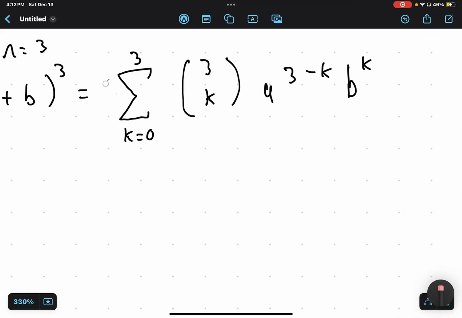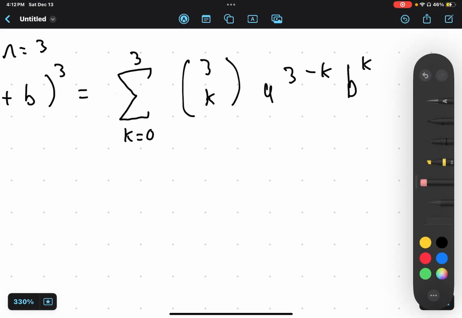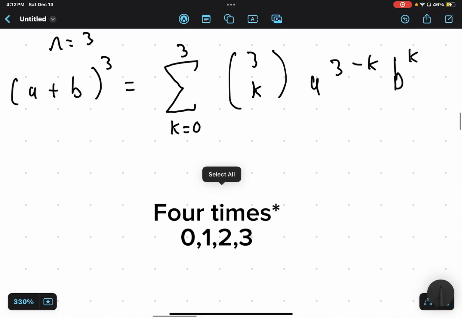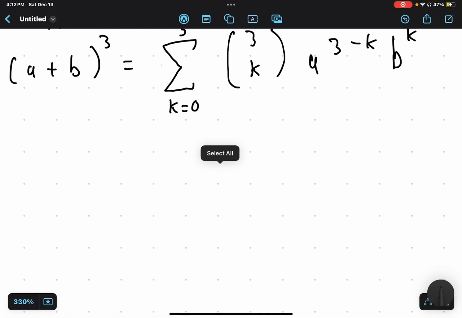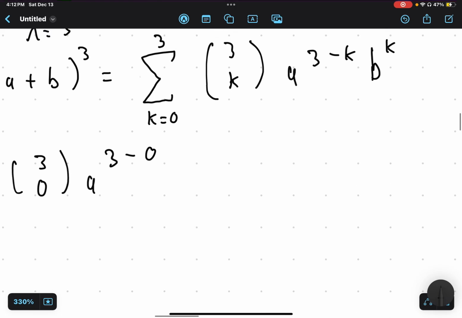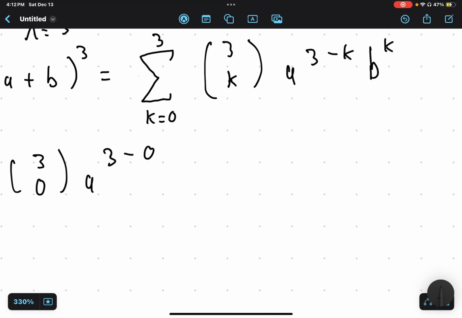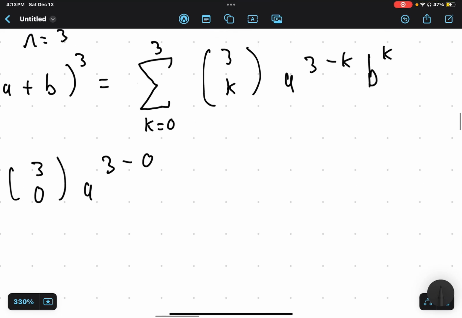We're going to do the first one, because it's the sum of 0 to 3. So that insinuates we're going to be doing this 3 times. So the first one is going to be 3 choose 0, a to the power of 3 minus 0. As you can see, we're replacing the k that's up here with the numbers we've been assigned, 0 to 3. So we're going to do 3 minus 0, then b to the power of 0.